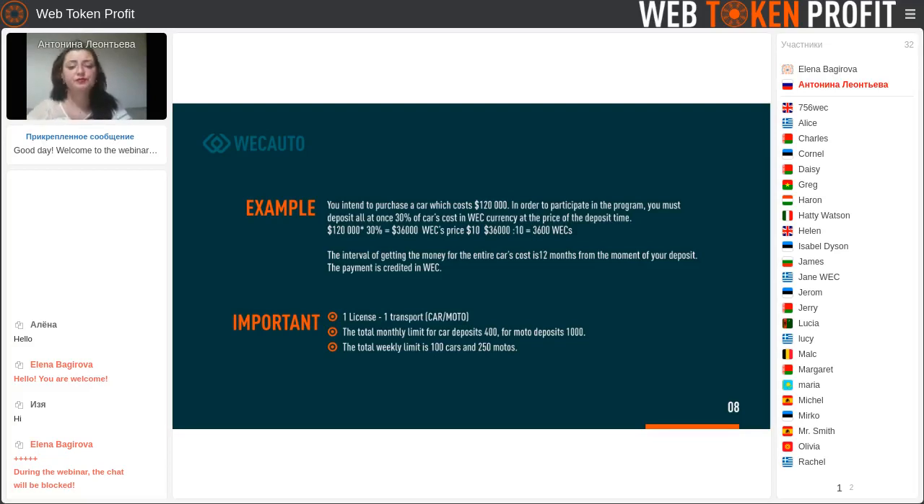You should remember that this count is divided into weekly limits. It means that there should be only 100 cars every week. If you can't make this deposit, you should wait and make it next week. So the total weekly limit is 100 cars and 250 for motorcycles. Sorry, I'm speaking so fast. Sorry.